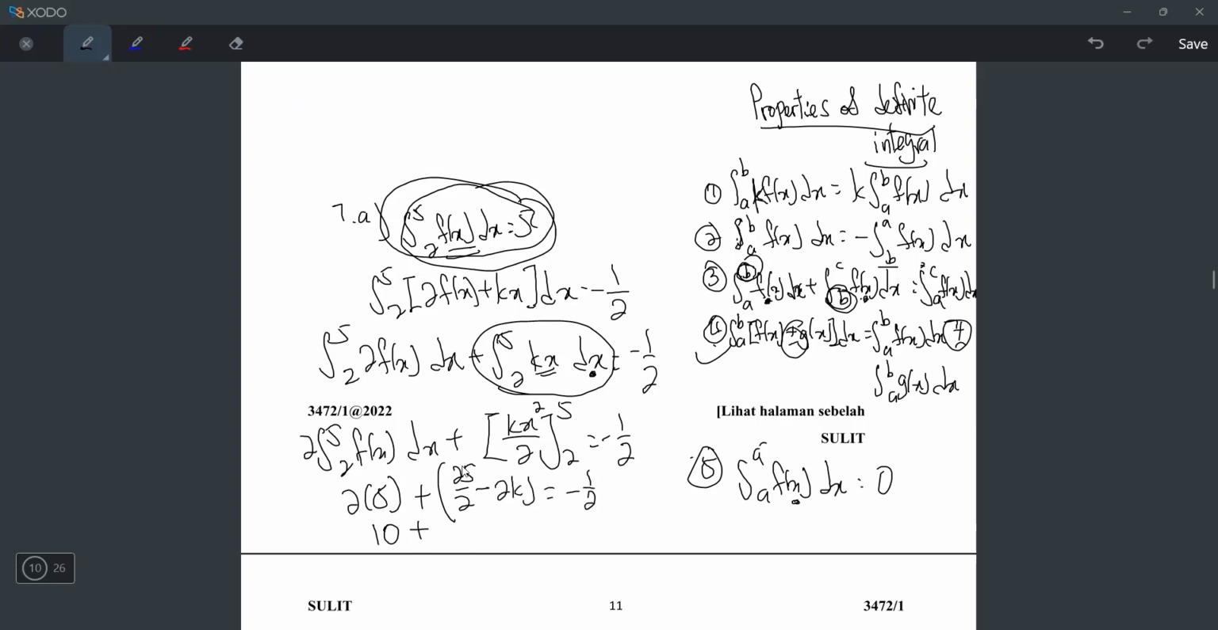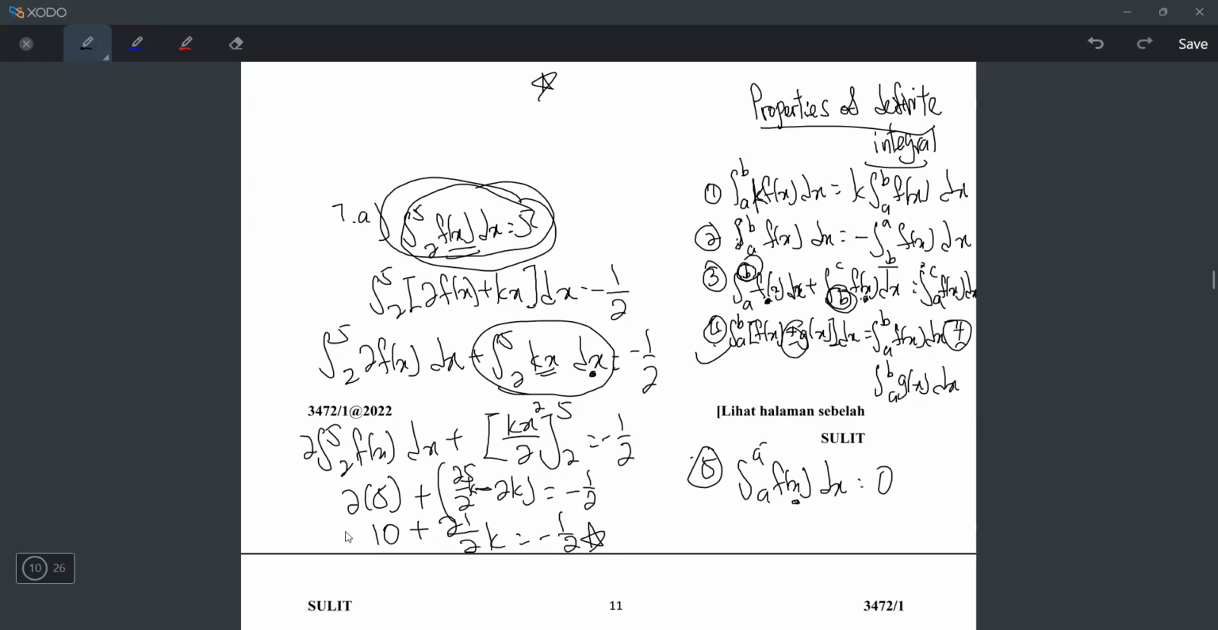And then now it will be 10 plus, okay, I forgot the k here. So now I'll press the calculator: 25 over 2 minus 2. So what is 25 over 2 k minus 2k? It's 21 over 2 k. 21 over 2 k equals negative 1 over 2. Okay, I don't have enough space to write, right? So let's put a star here and then continue here. So this one is 10 plus 21 over 2 k minus 1 over 2.